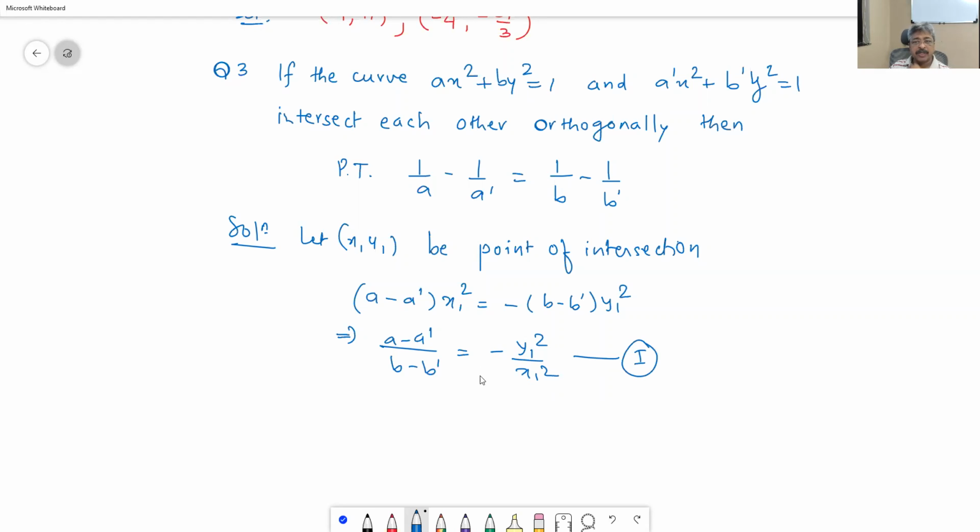Another information which is given is they intersect each other orthogonally. So the slopes of tangents at the point of intersection are perpendicular. Product of the slopes is -1. So we have to differentiate. So 2ax plus 2by times dy by dx is equal to 0. Correct? This implies dy by dx is equal to minus 2ax upon 2by.